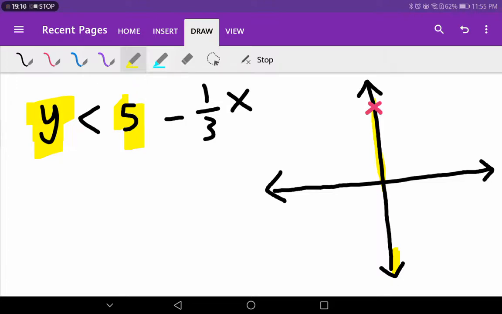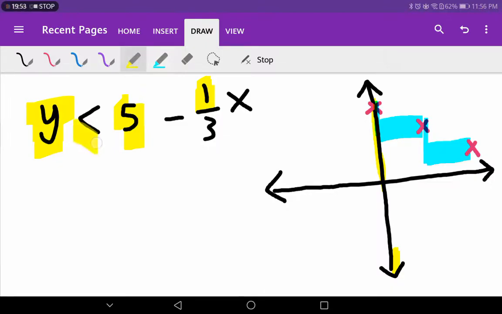Now here I will rise. Now I have to move down 1 and then move to the right 3. Let's go. 1 down, 1, 2, 3 to the right, again 1 down, and 1, 2, 3 to the right. Okay, now we have to connect between them.